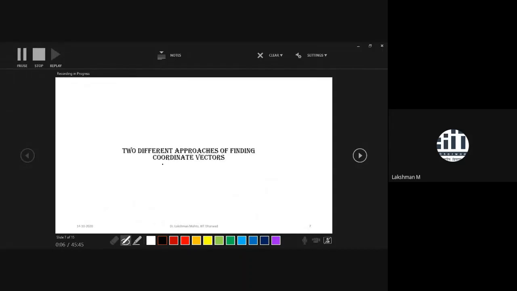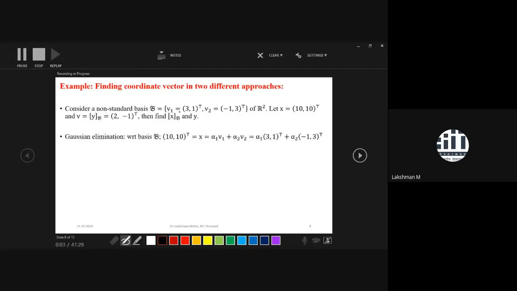Here I will discuss two different approaches to find the coordinate vector of a given vector with respect to different bases. So we consider this one, a non-standard basis. I had already mentioned the standard basis of R2. We denote it by E, and its basis elements are 1, 0 and 0, 1, that means the direction of the x1 axis and the direction of the x2 axis. This one is a standard basis.